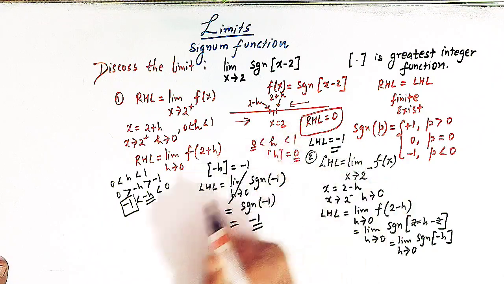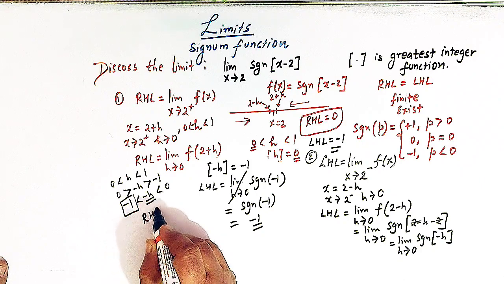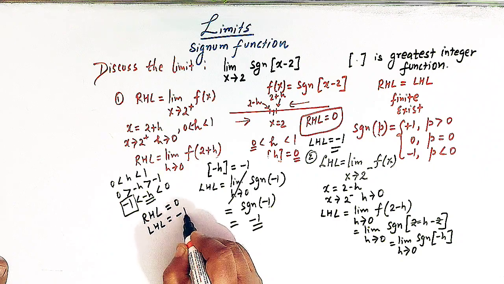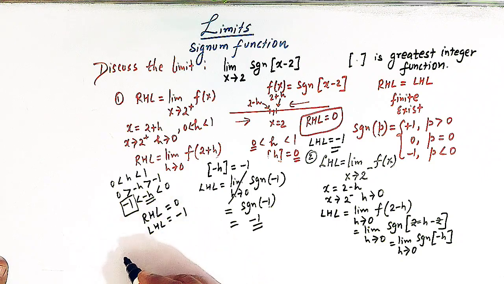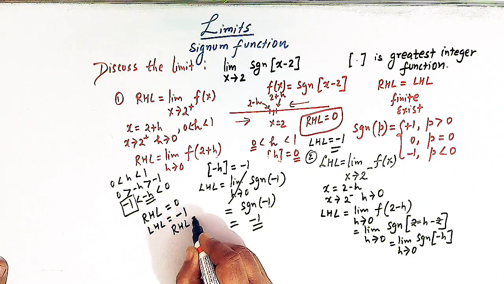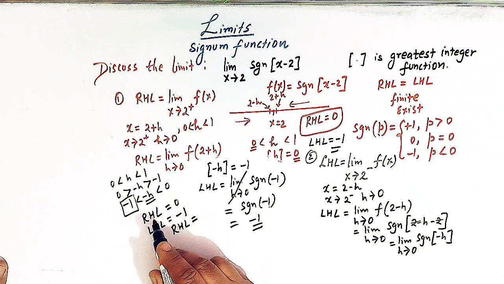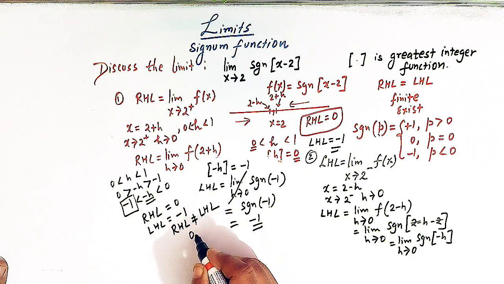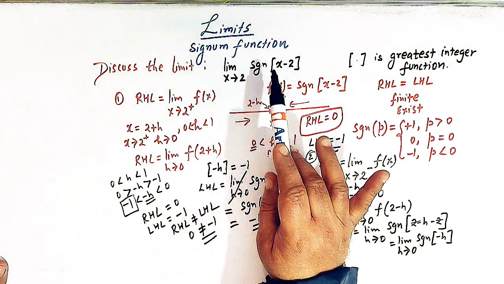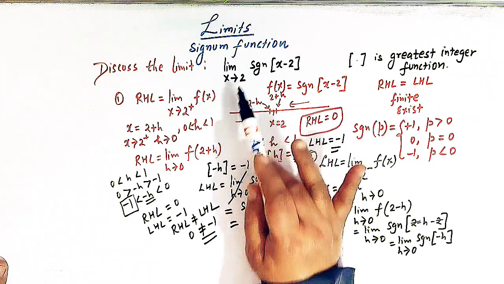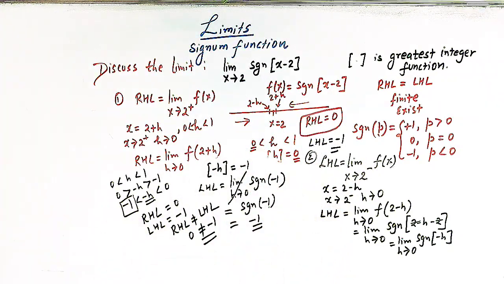Now we can see that both the limits, that is the right hand limit and the left hand limit, both exist and they are finite. But these two limits are not equal to each other. So the right hand limit is not equal to the left hand limit, because 0 is not equal to minus 1. So we can say that the limit of this function when x approaches 2, it does not exist.